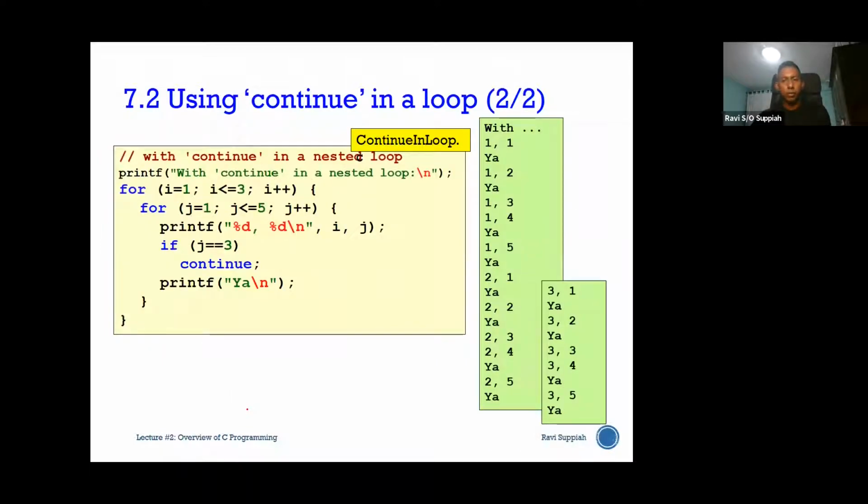For a nested for loop, when you say continue, it basically means the same thing. I will skip whatever is after this line, and then I'll go back. So in this case, for 3 alone, I do not see the printout of the word yeah. So that is the difference between the continue and the break.